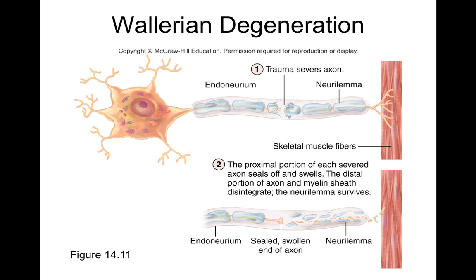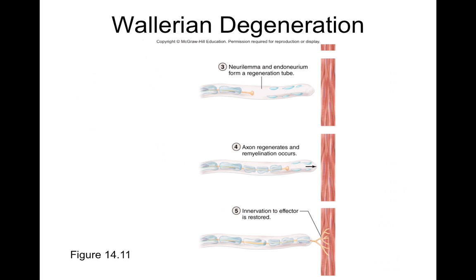target tissue. So what we see here is that after the axon degenerates on this side, the sealed and swollen end of the axon regrows in the direction of the neurolemocytes, and then finally can attach to its target tissue. And then the neurolemocytes, or Schwann cells, start to remyelinate that particular axon. And that's how you can regain some function.